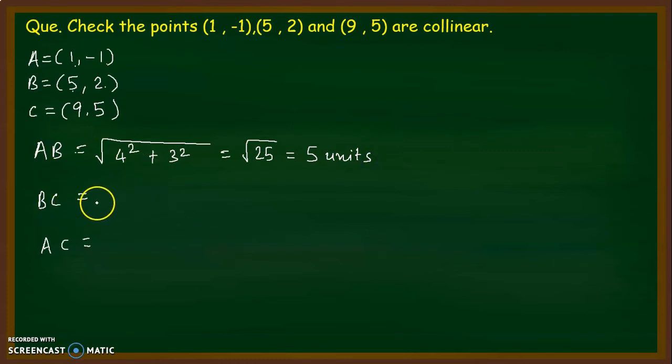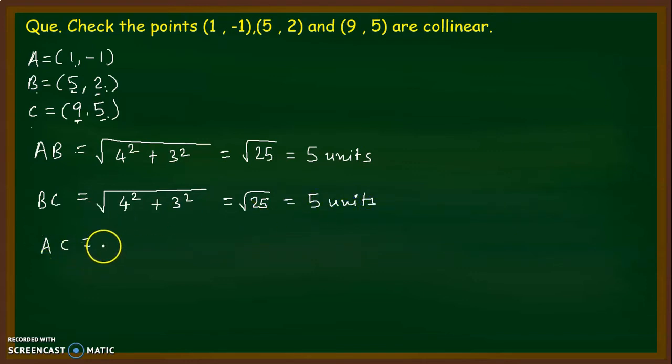In the same way, find the distance between B and C. Here also you can use the distance formula. This is (x2 minus x1) whole square, so (9 minus 5) whole square. 9 minus 5 is 4, whole square, plus (y2 minus y1) whole square. This is (5 minus 2) whole square, and 5 minus 2 is 3, whole square. So this is also 4 square plus 3 square, which is the square root of 25, equal to 5 units.